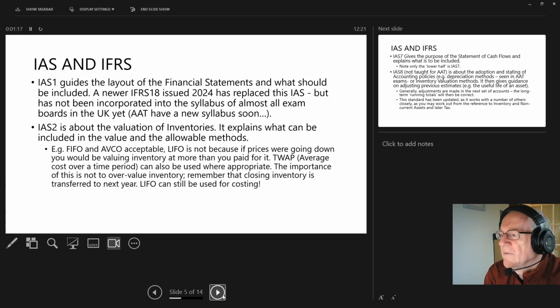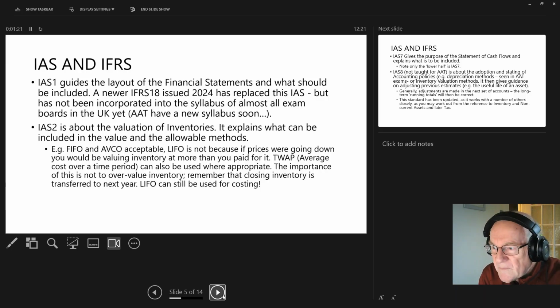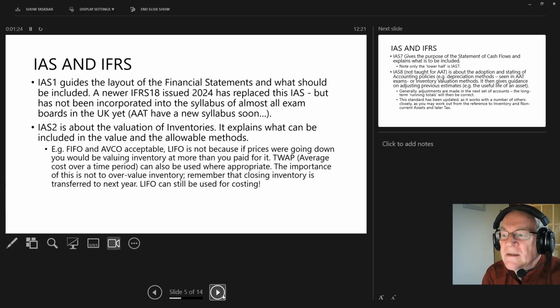There is also a rarely used one called TWAP, an average cost over a time period. Again, like AVCO, it's for where things, liquids or gravel or cement or something, is mixed up and you can't determine exactly what batch it was, if it's appropriate. What matters is not overvaluing inventory. We need to be consistent, stick to the same method, stick to the same way. Closing inventory this year, yes, it's important.